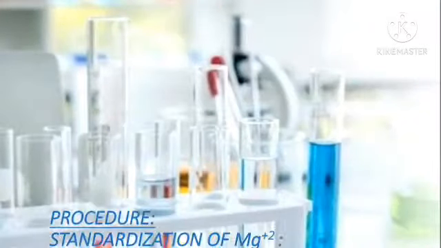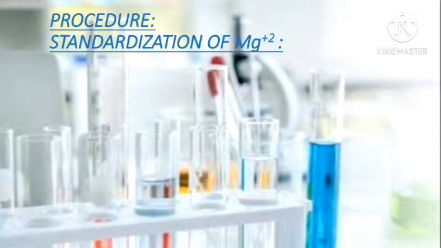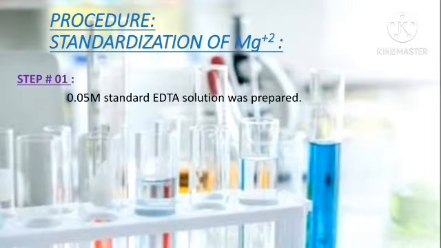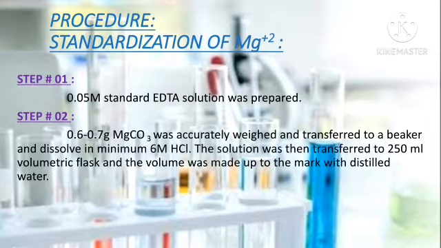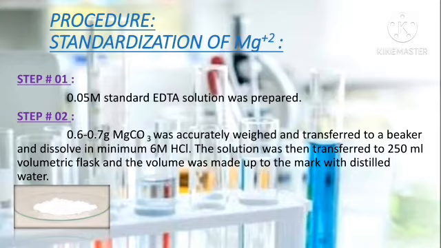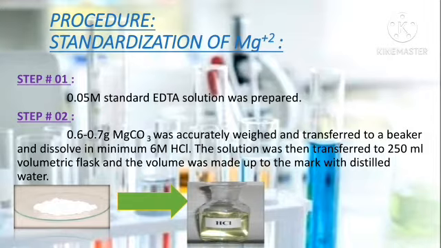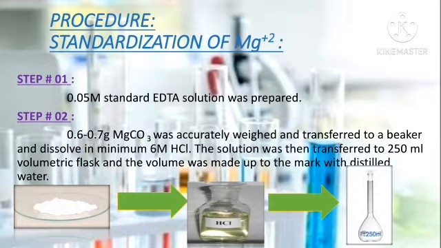Now moving forward towards the procedure of this experiment. The procedure is divided into two major parts. The first one is standardization of magnesium plus 2. In the first step, 0.05 molar standard EDTA solution was prepared. In step 2, 0.6 to 0.7 gram magnesium carbonate was accurately weighed and transferred to a beaker and dissolved in minimum 6 molar HCl. Here, HCl is used to dissolve magnesium carbonate completely. The solution was then transferred to a 250 ml volumetric flask and the volume was made up to the mark with distilled water.